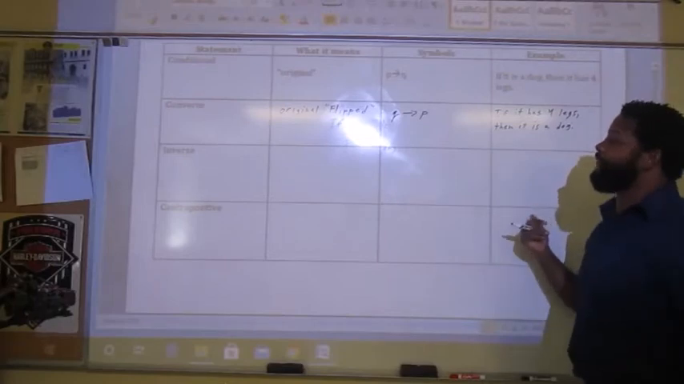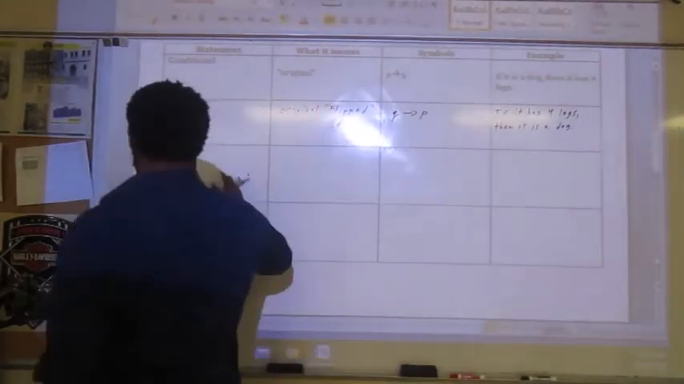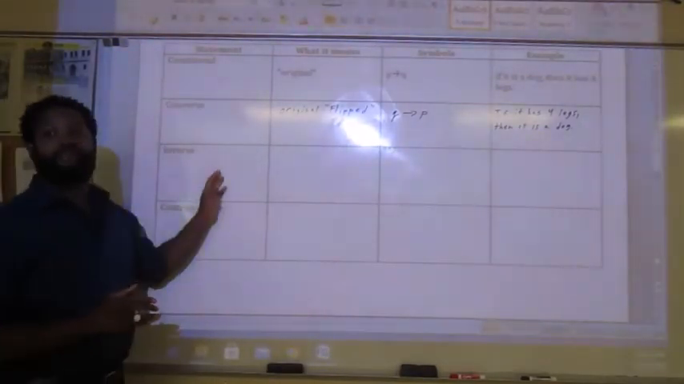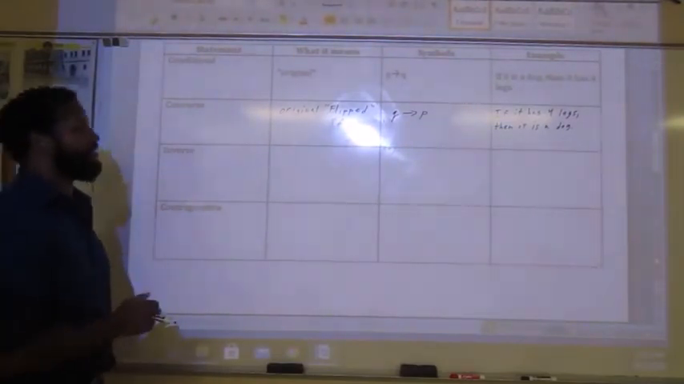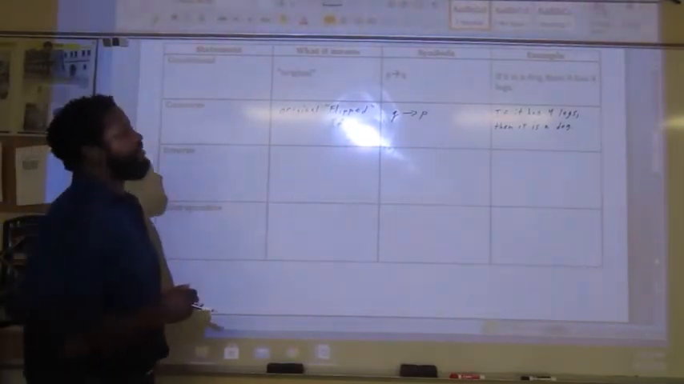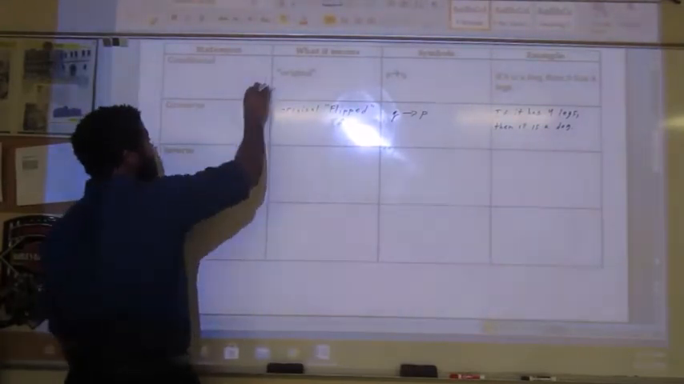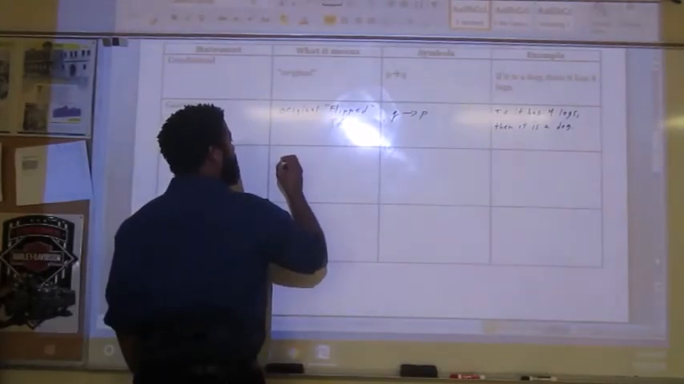You have the original flipped, which is the converse. Inverse and contrapositive are still dealing with not. Okay? Inverse and contrapositive are still dealing with not. So, what does this mean? That means the inverse deals with the original. The inverse is pretty much not the original.